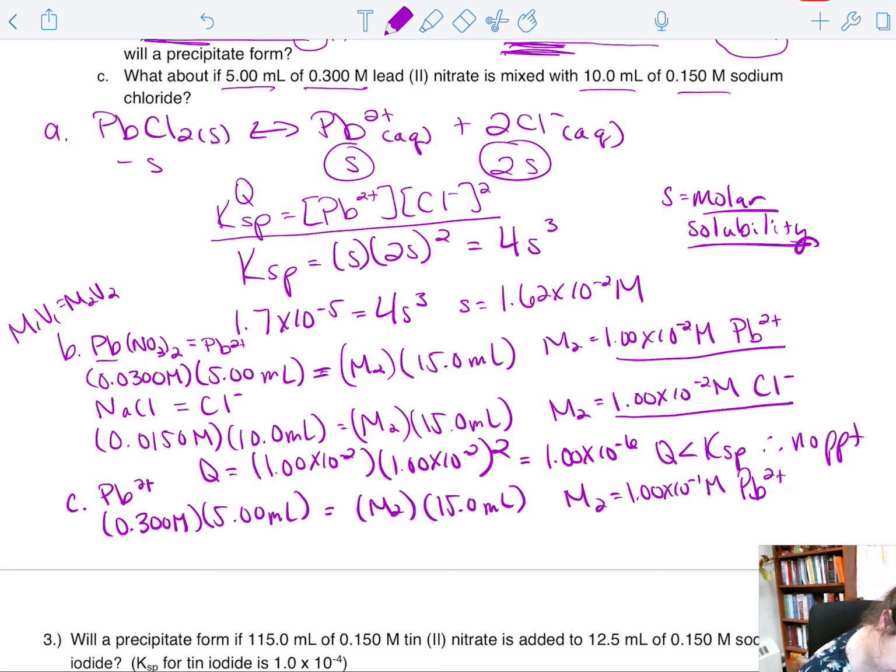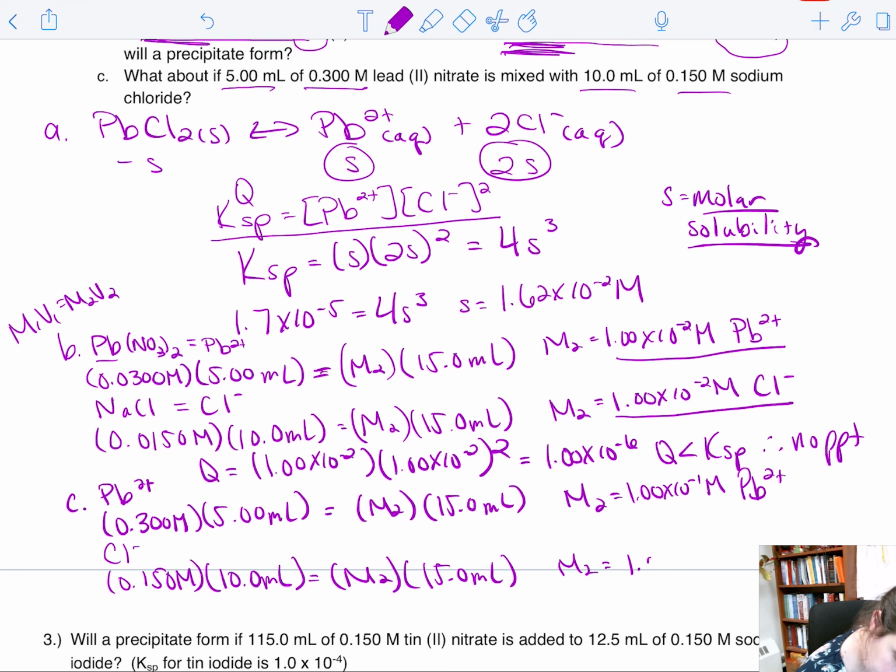And then for Cl minus, we have 0.150 molar, 10 milliliters, equal to an M2, and 15 milliliters. Calculating that out, we get an M2 equal to 1.00 times 10 to the negative 1 molar chlorine ions.